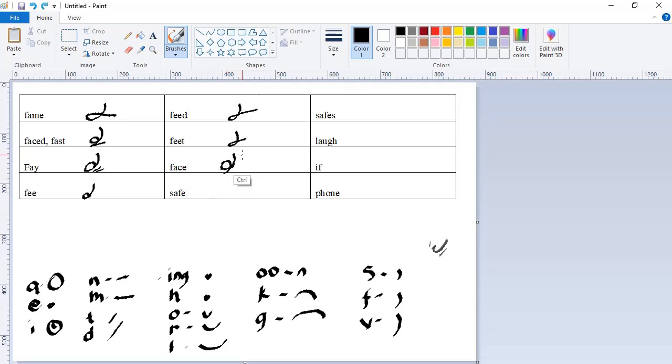Next, we have face. F-A-S. Face. Let's repeat. Our electronic pen is acting up again. Face. Okay. F-A-S. Face. Next, we have safe. Just reverse face. We have S-A-F. Safe.